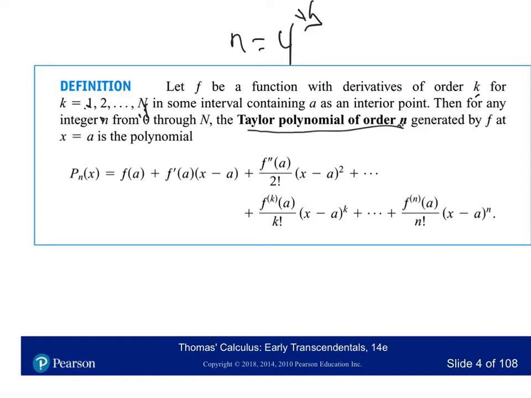So we got f of a. That's normal. We talked about that. First derivative at a, times x minus a with the first power. The second derivative, over 2 factorial. We showed how that 2 factorial was always a part. Times x minus a squared, and so on.